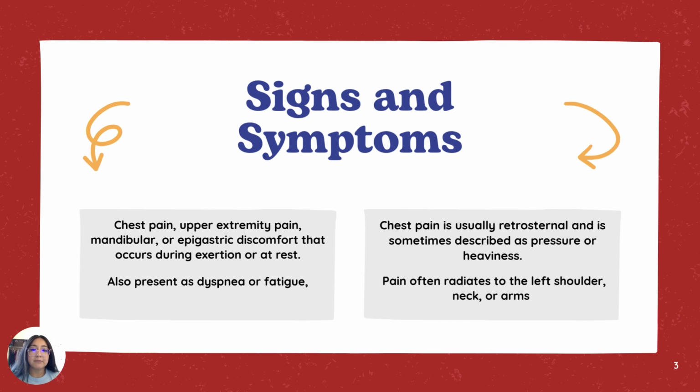So, some signs and symptoms of a myocardial infarction range from chest pain to upper extremity pain, even mandibular or epigastric discomfort that can occur when a patient is exerting themselves or even at rest. They can also present with dyspnea and fatigue. And then that chest pain is usually retrosternal, and sometimes people describe it as someone sitting on their chest, so lots of pressure and heaviness. And at times that pain can radiate down towards the left shoulder, neck, and arm.